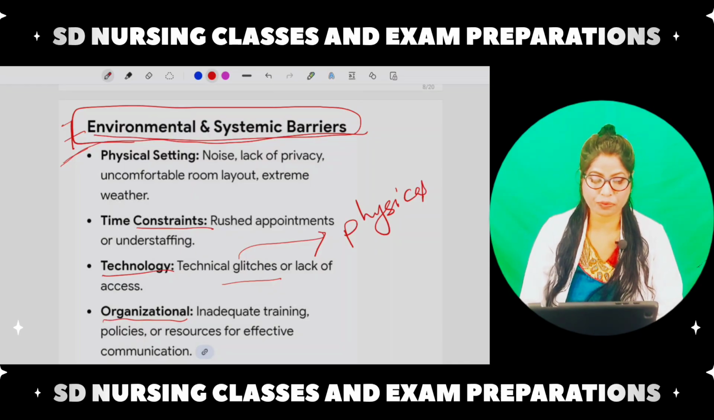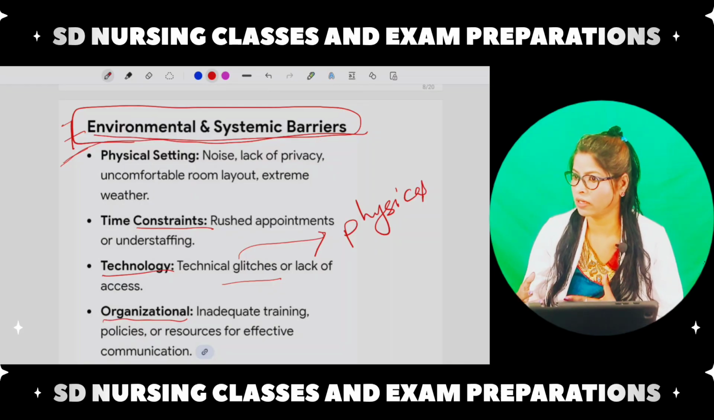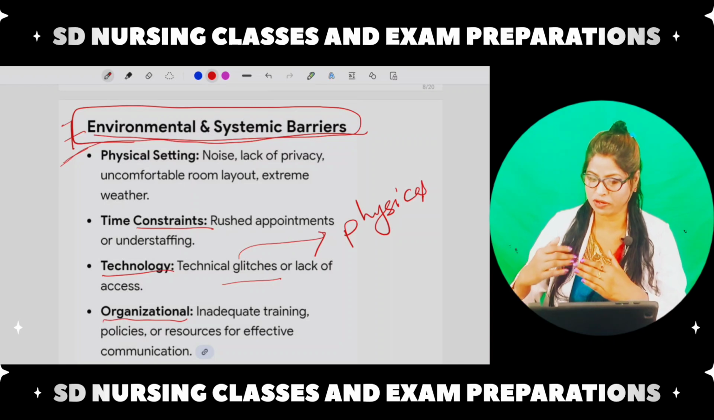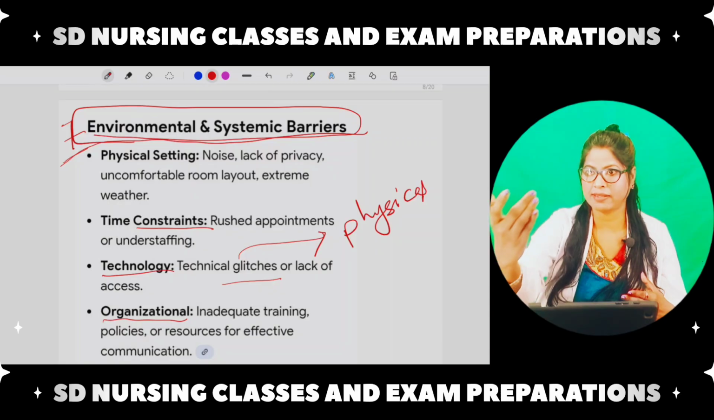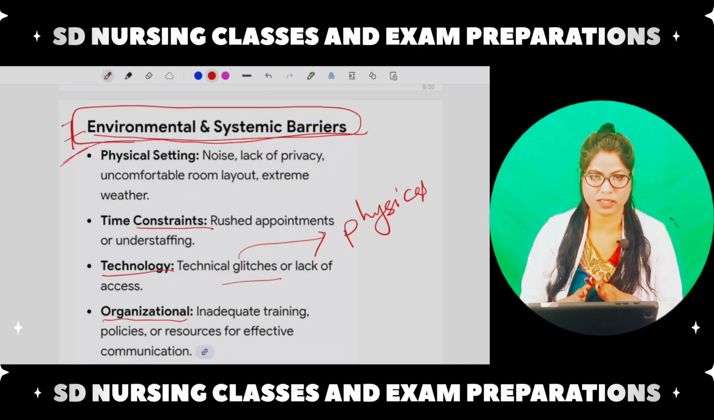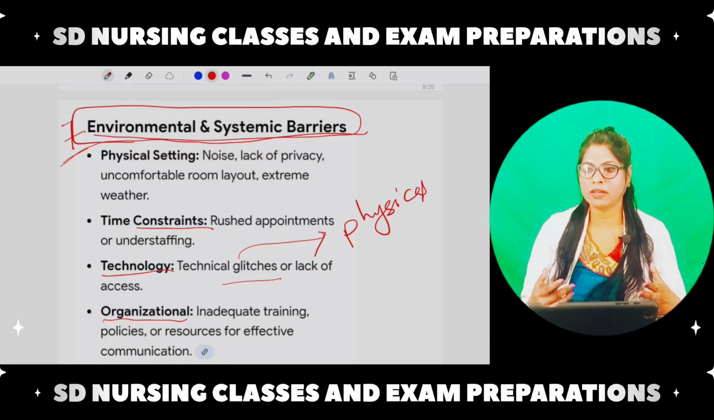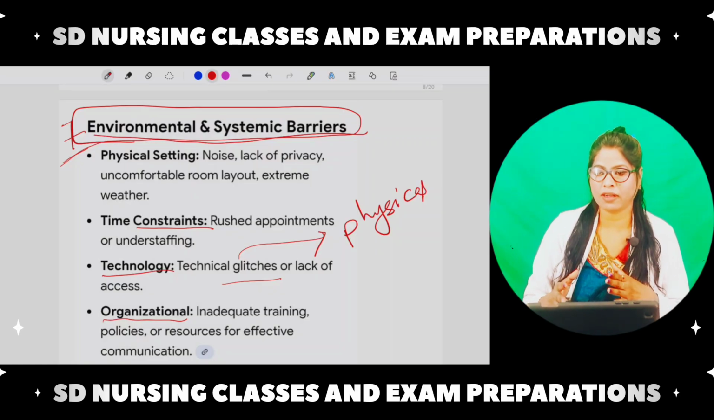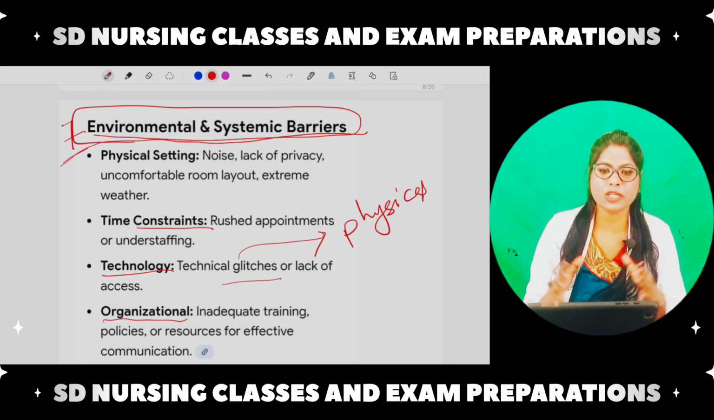And uncomfortable room layout, this is also a barrier. If the room is not in a good position, the patient is here and in front of him another patient is there, and the patient is not feeling comfortable seeing another patient, so this is also a barrier. So you have to make the patient comfortable, then the barrier will be overcome. Then extreme weather, sometimes too much hot or too much cold, the patient himself is not comfortable to talk to you. At that particular time, if you go to the patient and try to talk with him, the communication will not be proper.